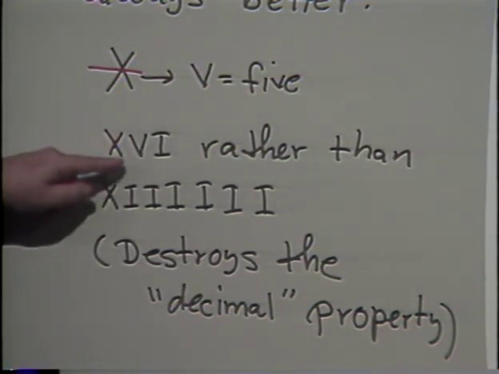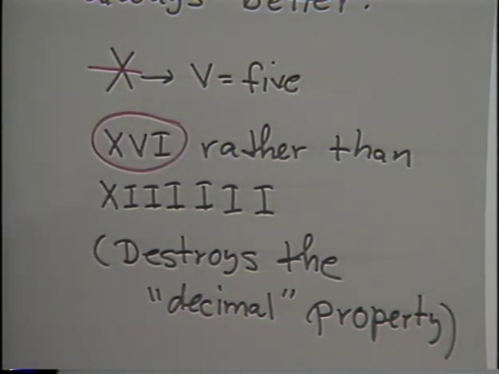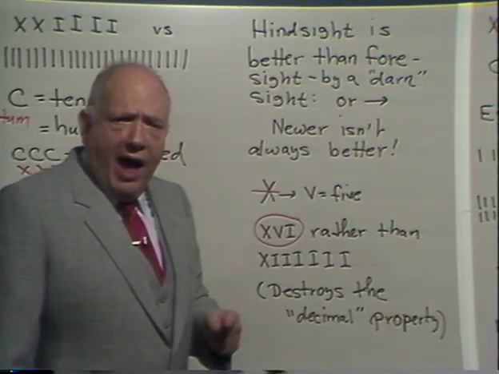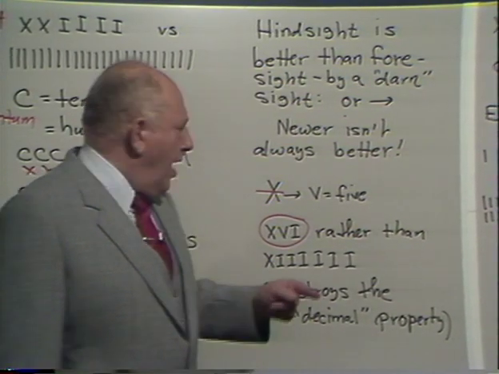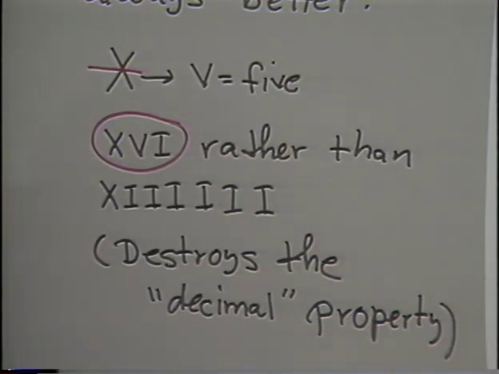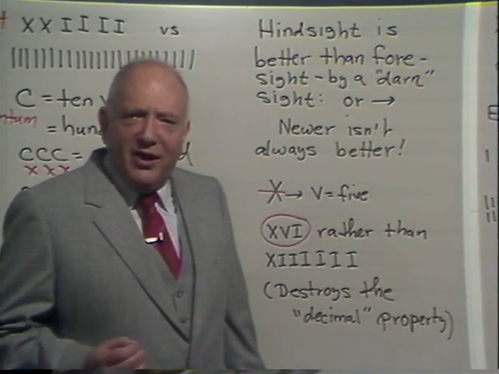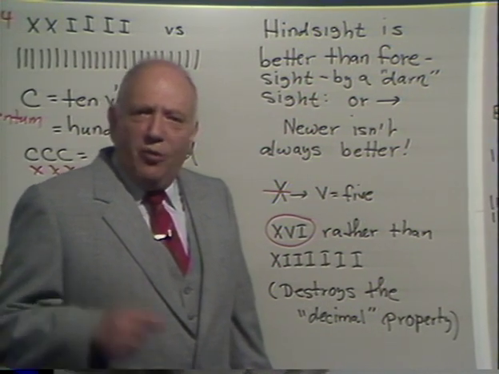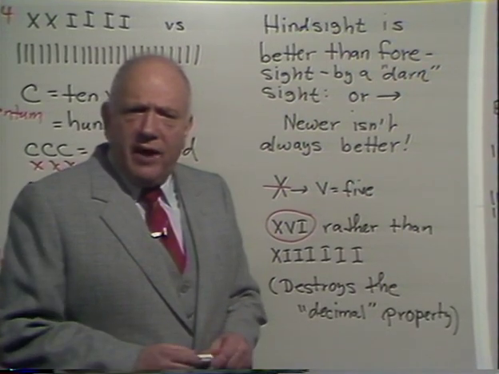But even though this was more compact, do you notice that this destroys the decimal property? Up until now, it's always been what? 10 of one denomination equals 1 of the next higher denomination. But now it's what? 2 V's equal an X. That's what makes the English system of measurement so difficult. You have to memorize too many conversion factors. 12 inches to a foot, but 3 feet to a yard, and 1,760 yards to a mile. These things become very, very cumbersome.